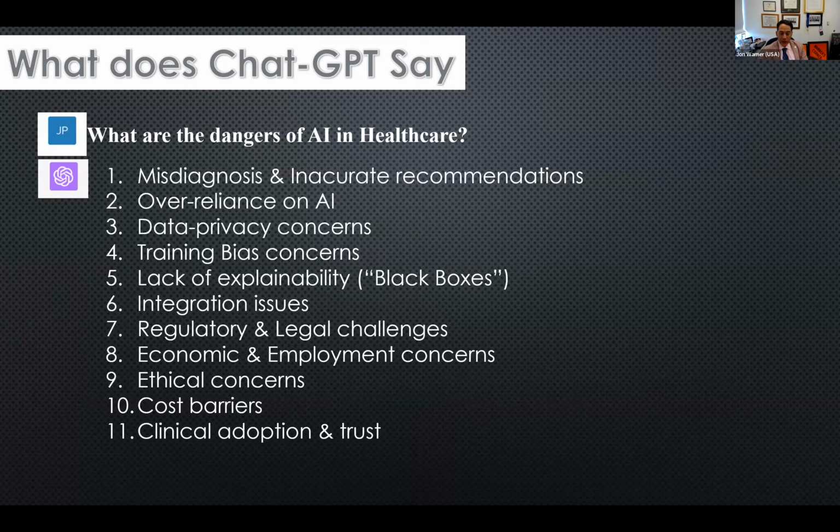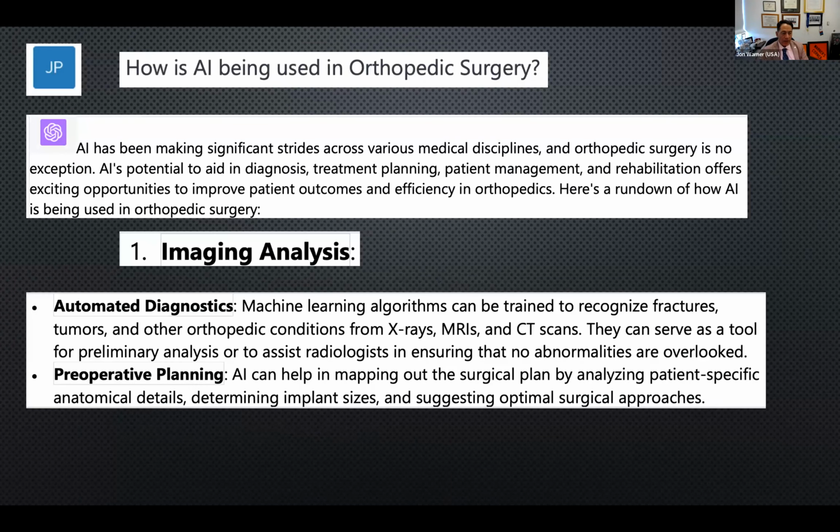Now, the dangers of AI we've talked about briefly: misdiagnosis, inaccuracies, over-reliance on AI, data privacy concerns, biases, lack of explainability. It comes to conclusions that really are black boxes. And how do we use that clinically? That's a real ethical issue. As I said, regulatory, legal challenges. The economics are probably very favorable if we reduce the work effort here. And then, of course, the bottom line is clinical adoption and trust.